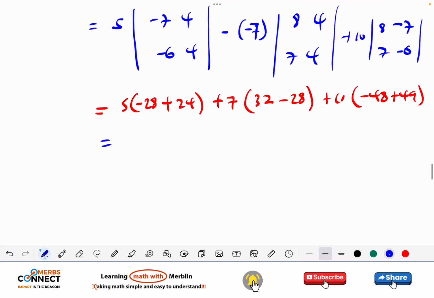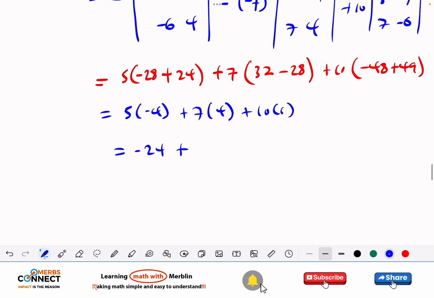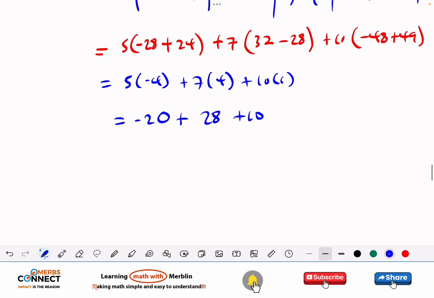So this is going to give us 5 times minus 4 plus 7 times 4 plus 10 times 1. This is minus 20 plus 28. This one should be 20. Then plus 10. So indeed, this should be giving us 18.